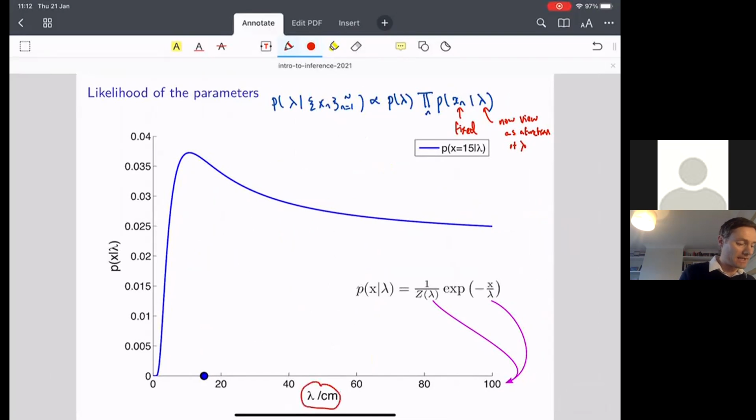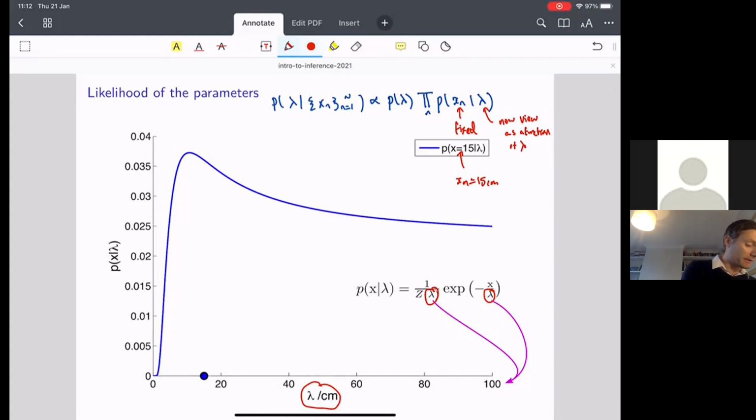I've changed the x-axis here. It's no longer x on the x-axis, it's lambda on the x-axis, measured in centimeters. And I've plotted it for a particular data point, an xn, where xn is equal to 15 centimeters. We're now going to vary lambda with xn fixed to 15 centimeters, and varying lambda will change the term in the exponent, and it will change the normalizing constant, because the normalizing constant depends on lambda. And there we see a surprising thing happen.